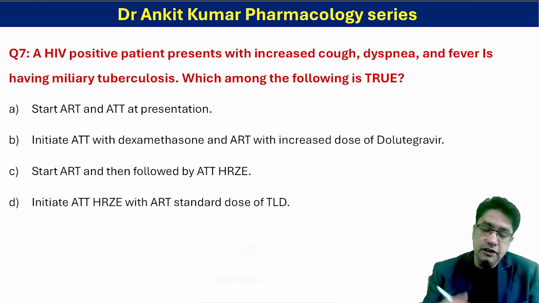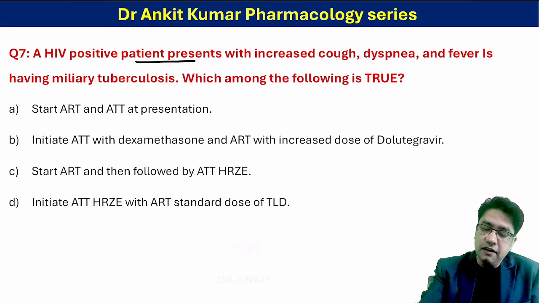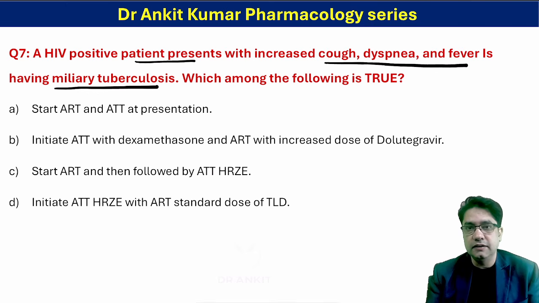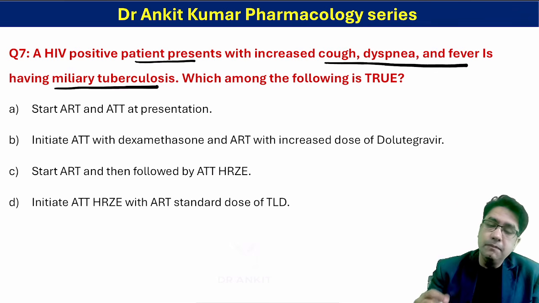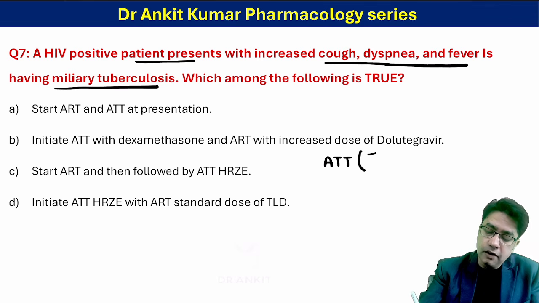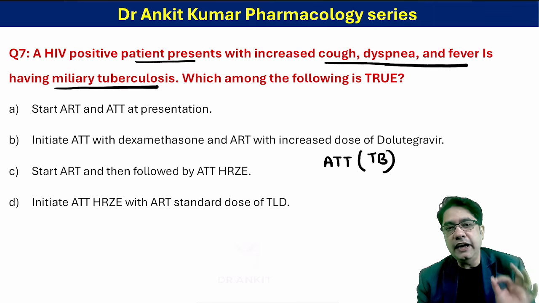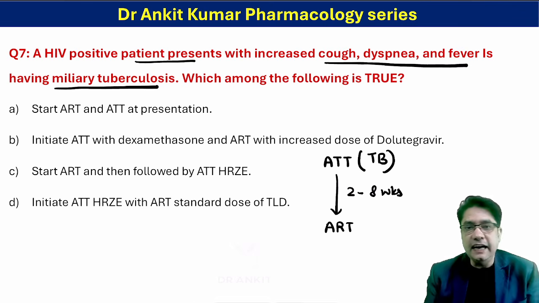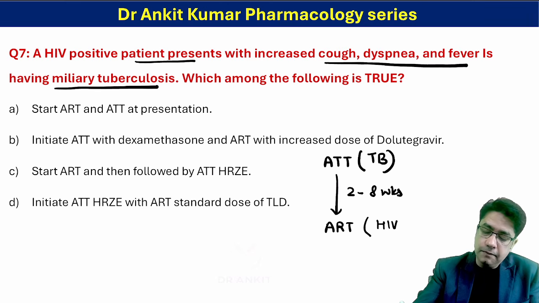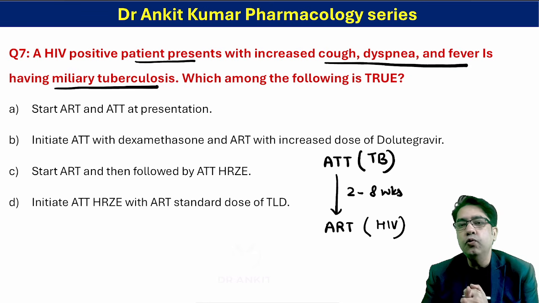Next question, an HIV positive patient presented with increased cough, dyspnea and fever, and was diagnosed to have miliary tuberculosis. Which of the following statements is true? As we have discussed, tuberculosis is one of the commonest opportunistic infections in HIV. So remember, if any opportunistic infection comes, first we treat the opportunistic infection, TB. First we start the patient on ATT, anti-tubercular drugs, and after 2 to 8 weeks, we initiate ART, antiretroviral therapy, which is given for the treatment of HIV.